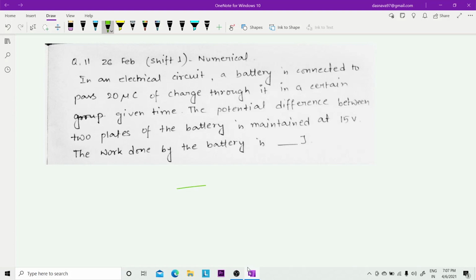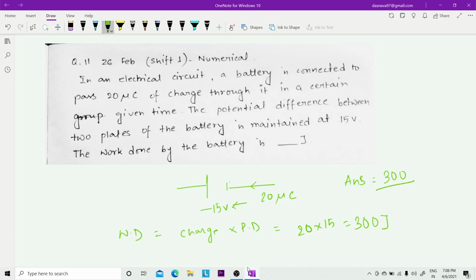So we'll draw the battery like that, and if it is given 20 microcoulomb charge, and it creates a potential of 15 volt between these two plates, then we can say that work done equals charge into potential difference. As we already know this formula, 20 into 15 equals 300 joule. So you can see that this question is very easy, and this answer is nothing but 300 microjoule.